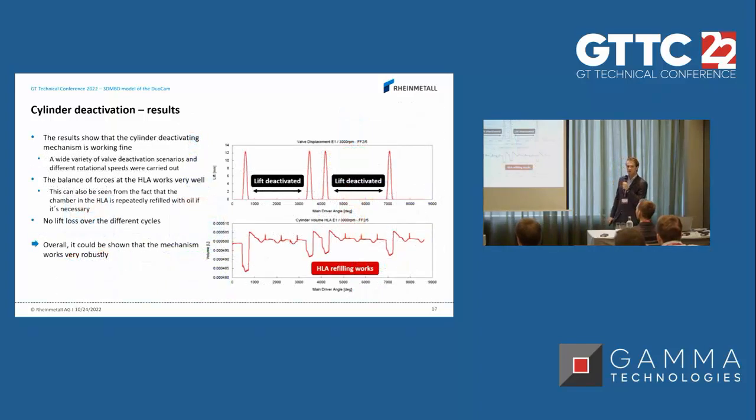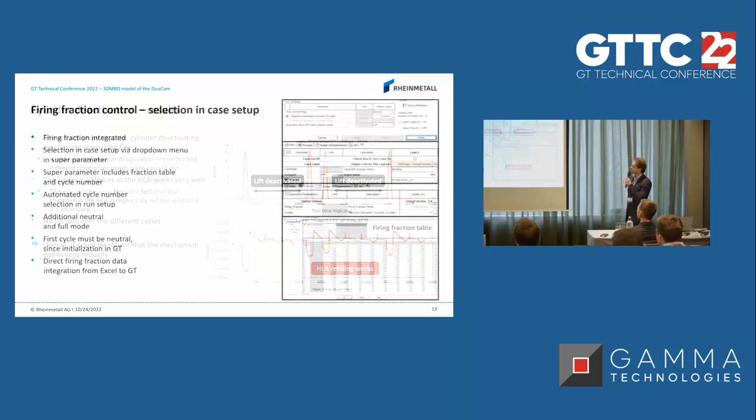First, I want to show you some results. You can find here the volume of the HLA compared to the valve lift at the top. And here you can get an insight into the refilling of the HLA. In the first cycle, you can see a very high oscillation. This is because of the initialization of GT. And over several cycles, you can see the volume stays very constant. This ensures that the mechanism works very robustly at this point.